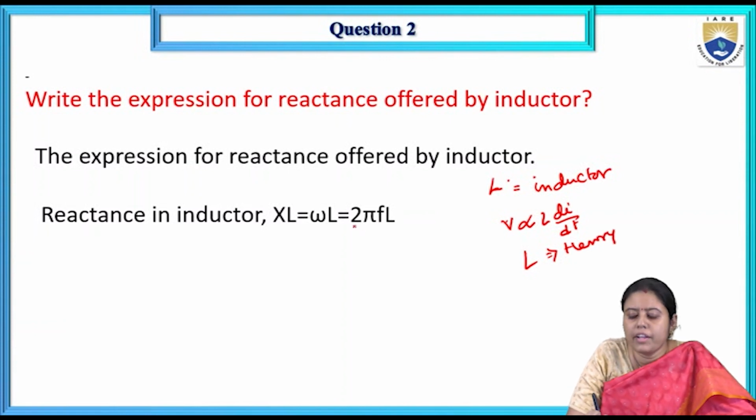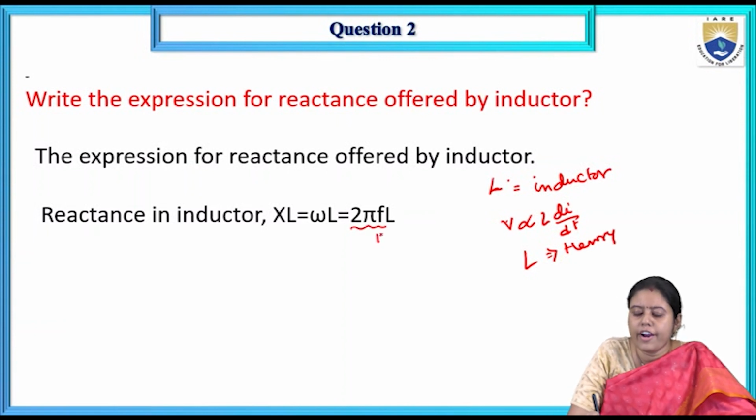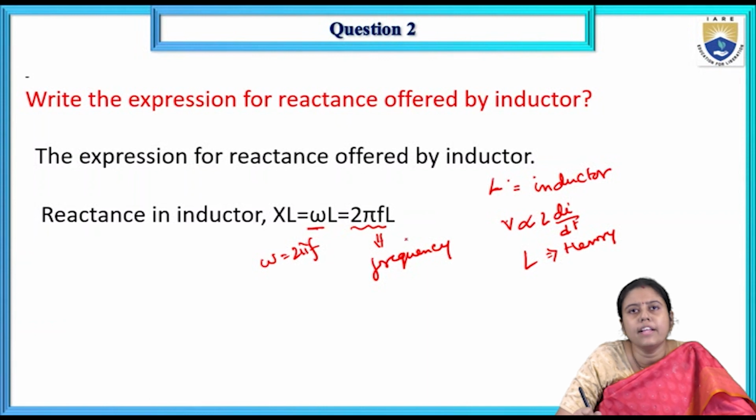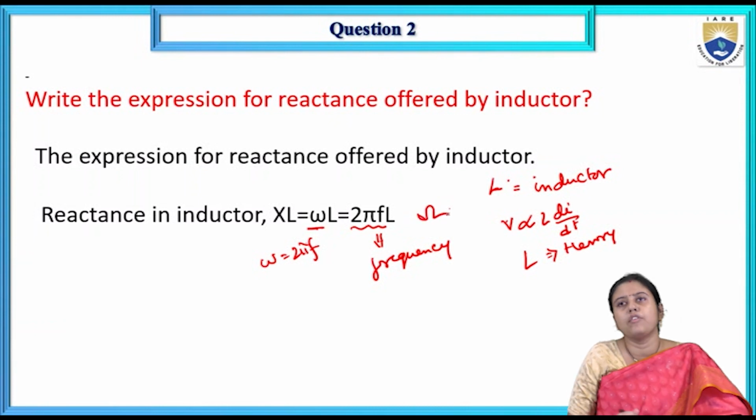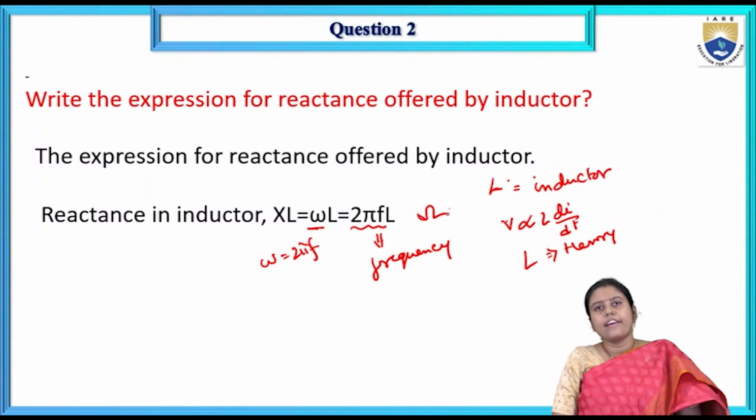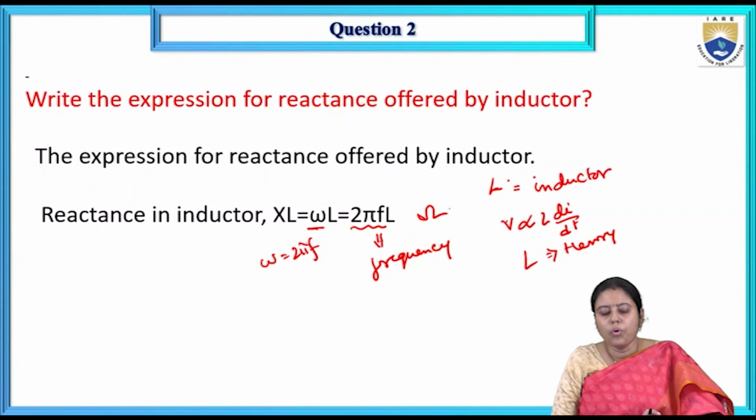Again, like the similar case, f is the frequency, and omega is equal to 2 pi f. And what is the unit of XL? The unit of XL, or unit of reactance, is again the ohm only. The unit of reactance is always ohm.